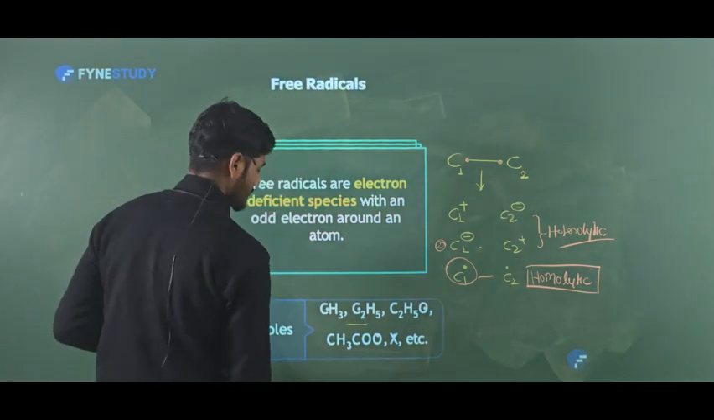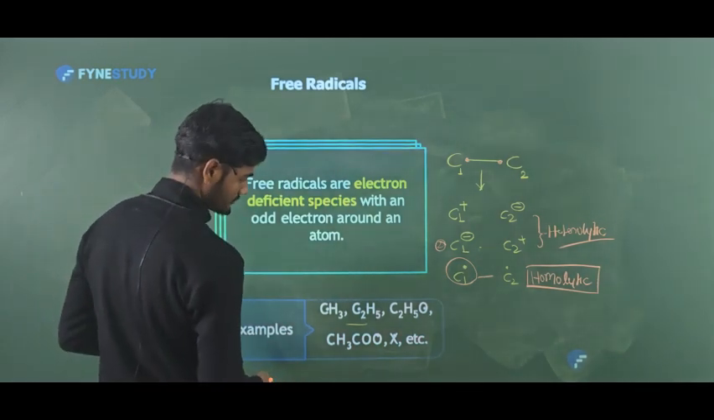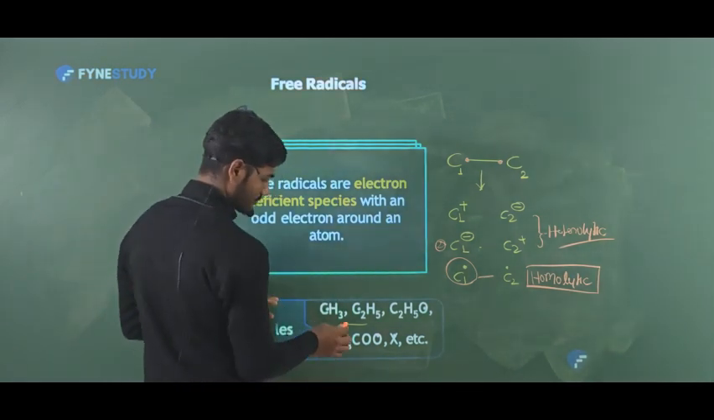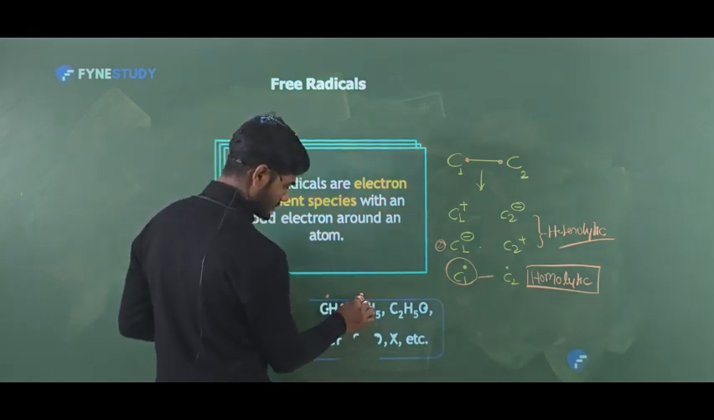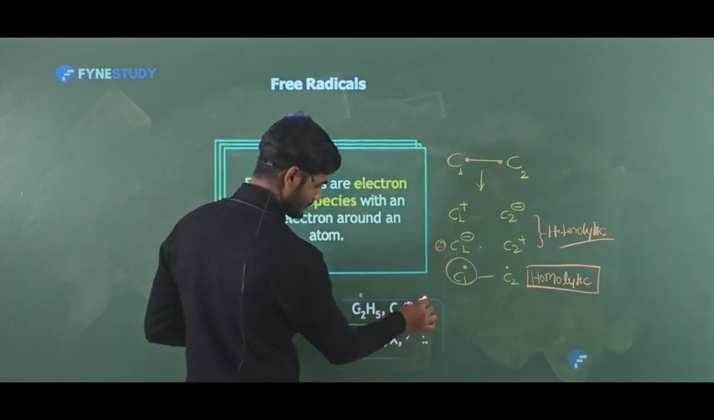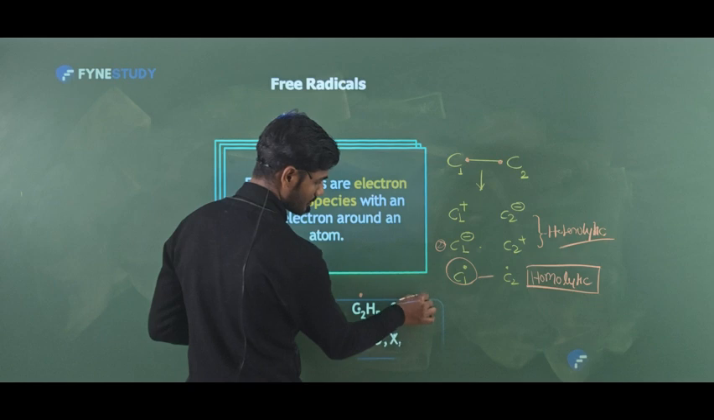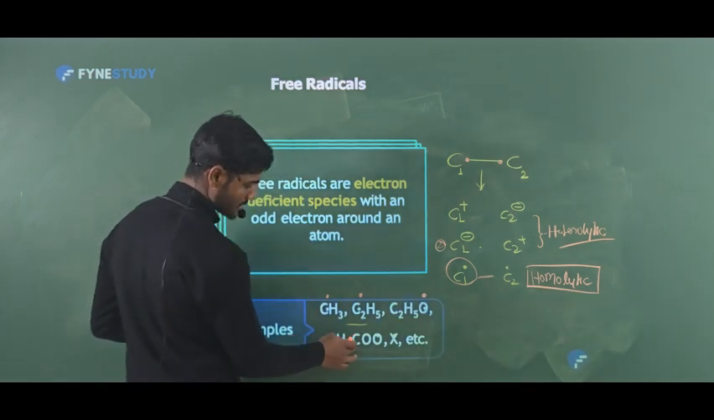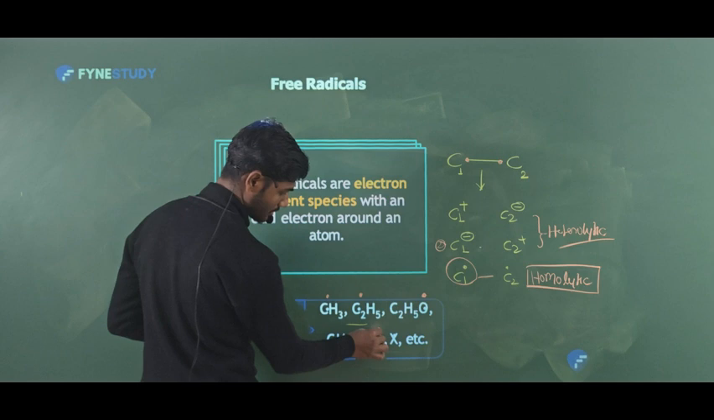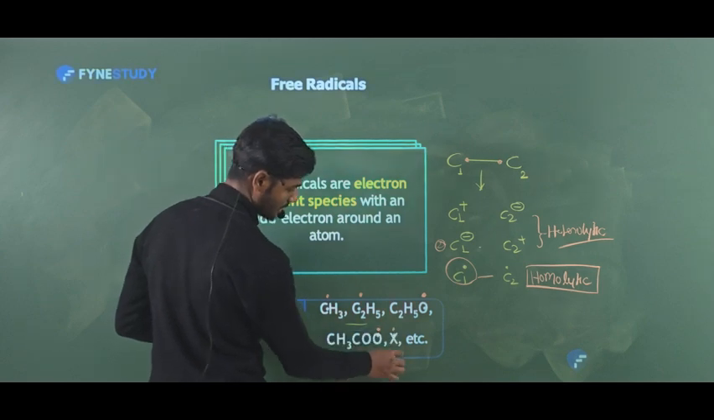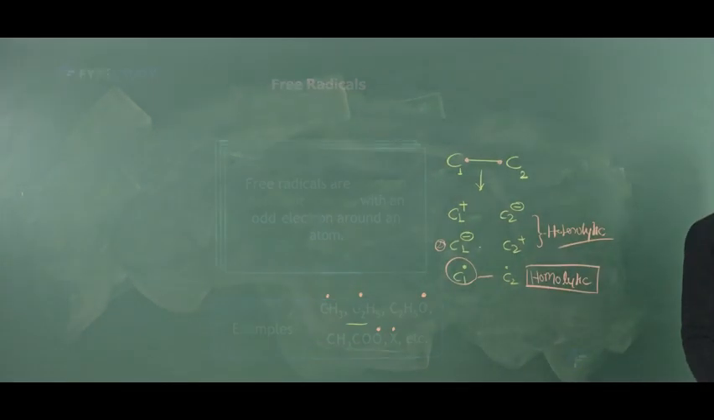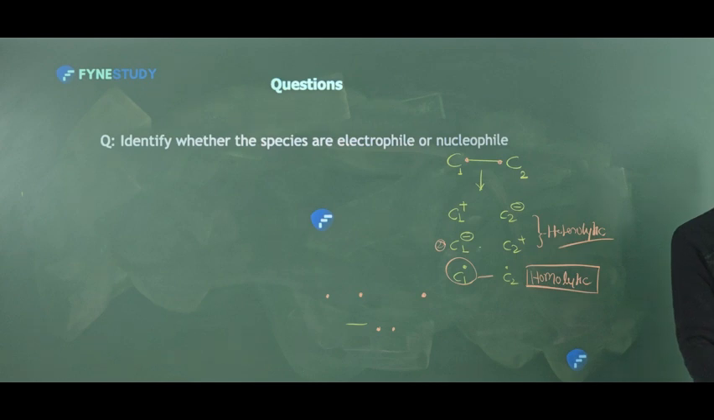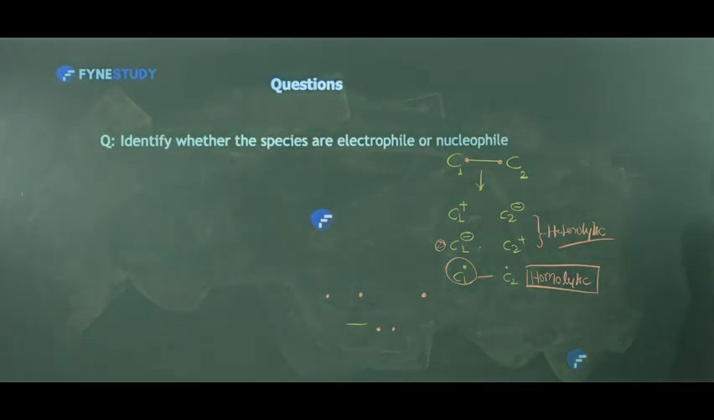Now these are some examples. See, these are some typing errors. So CH3 free radical, C2H5 free radical, C2H5O free radical. This free radical is on oxygen. And this one CH3COO, and this one is also on oxygen. This one is on X, etc. I hope you understand. Now let's discuss some questions. I hope it will be easier for you to understand.